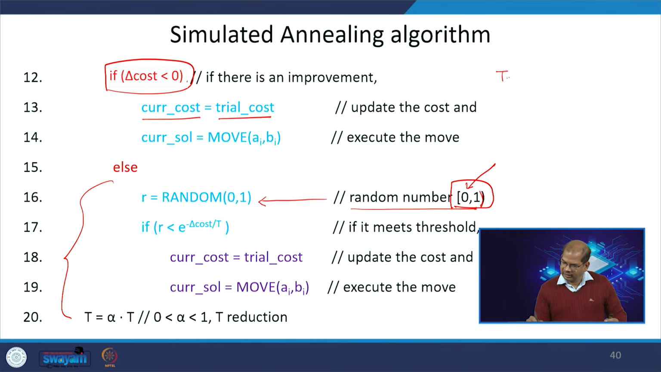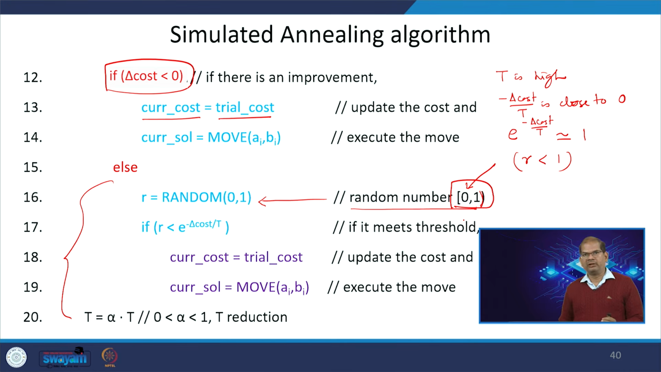When T is high, delta cost by T is close to 0 and e to the power minus delta cost by T is close to 1, then r is less than 1, because 1 is not included. So when the temperature is high, the probability of accepting the solution is more, because I am exploring the complete solution space. Even if there is a penalty in the cost, I can accept that move.